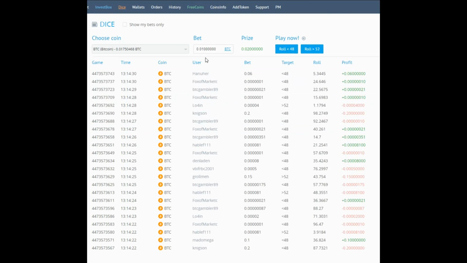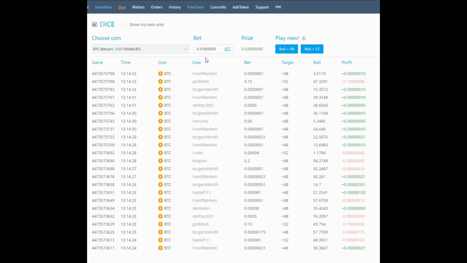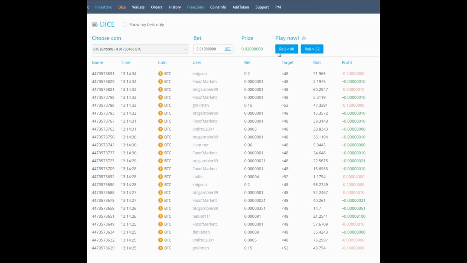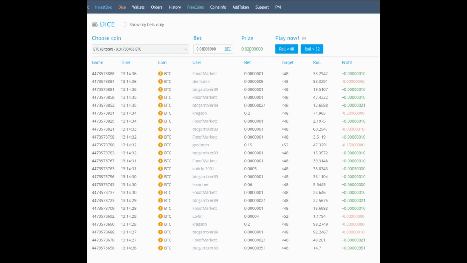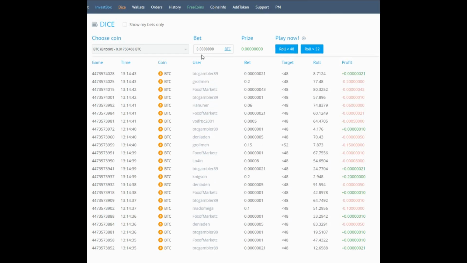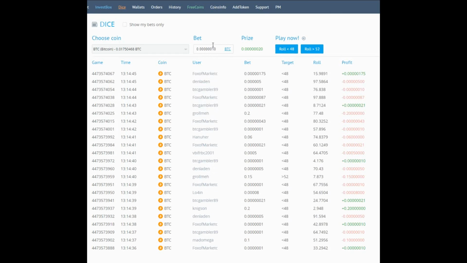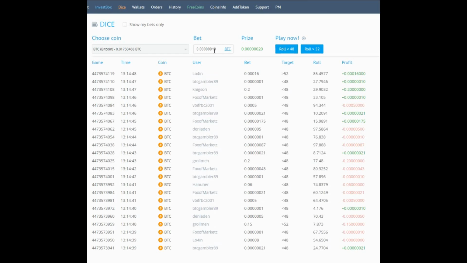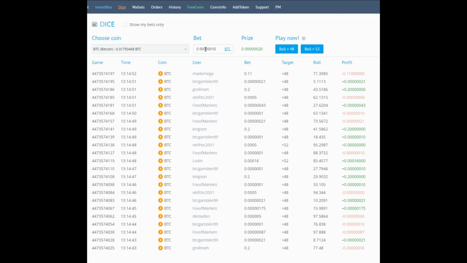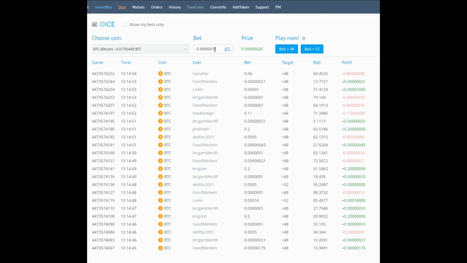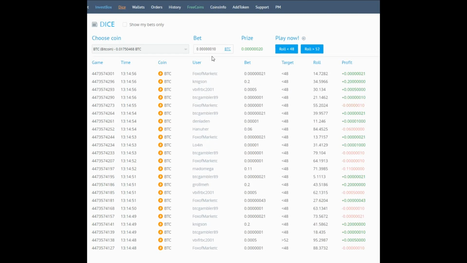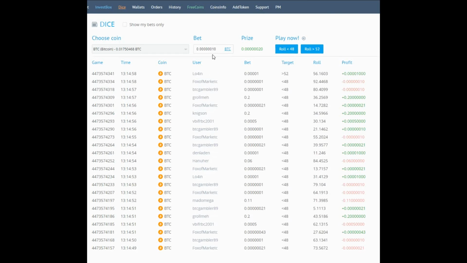So for Bitcoin you can play like 10 satoshis. So be very, very careful with the sum before you hit roll 48 or 52. So what I do, I go to here, I delete the one and go at the end and add another one, so I am sure that I am playing only 10 satoshis. And make sure you double check, you have 1 2 3 4 5 6 zeros and then 10, so you are sure that you are playing only 10 satoshis.